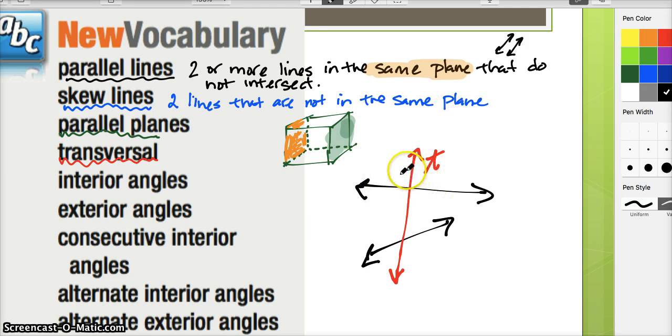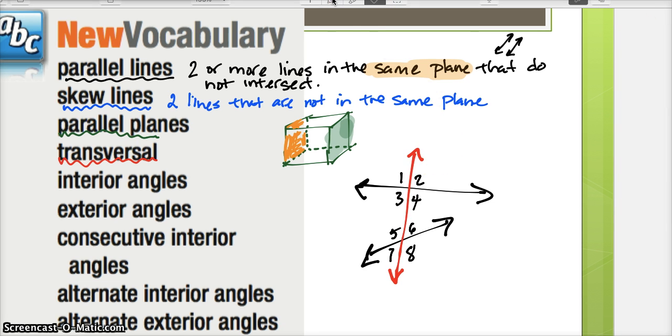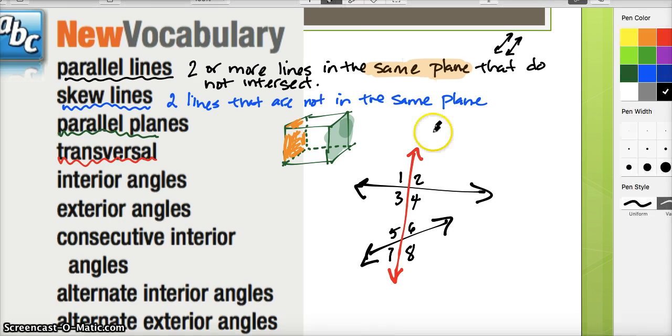So one of the things I want you to do if you're doing this is to make sure and number each of these angles here, because this is going to be important. So I'm going to call this angle 1, 2, 3, 4, 5, 6, and 7 and 8. And the reason why I want us to number it the same way is because it'll help us when we are describing or naming these angles, because these angles have specific names that should be remembered.